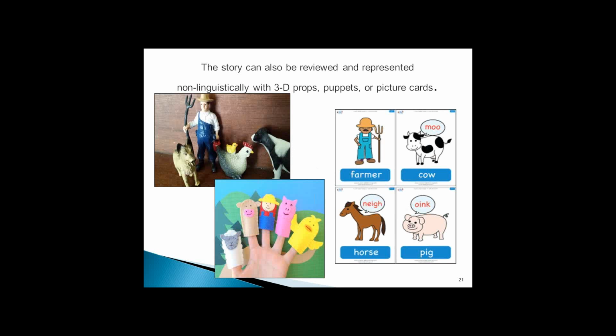We could also review the story non-linguistically with 3D props, puppets, or picture cards. I have a picture here of some 3D props that help children who maybe have visual impairments to process the story. Children who aren't able to move very much or don't use language can point to the pictures on the picture cards of the farmer, the cow, the horse, the pig, or they could use the finger puppets to show what is next. They can demonstrate their understanding of the story that way.